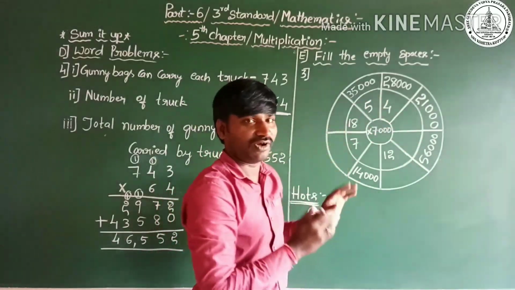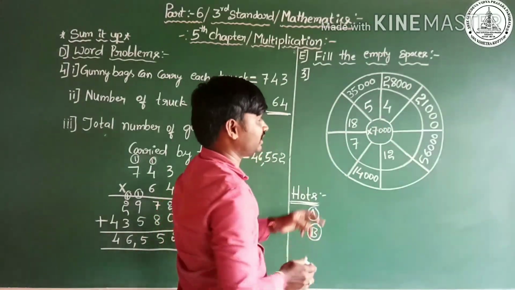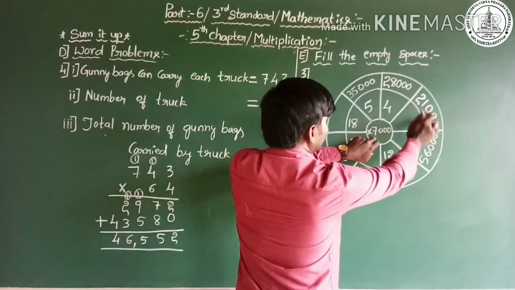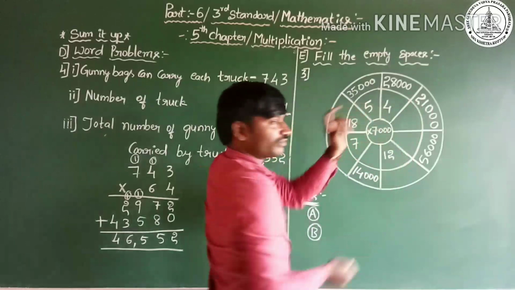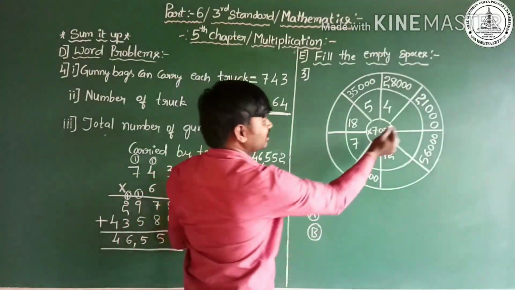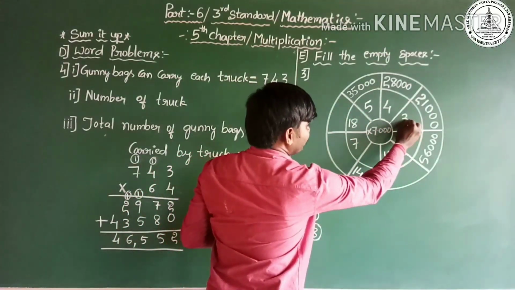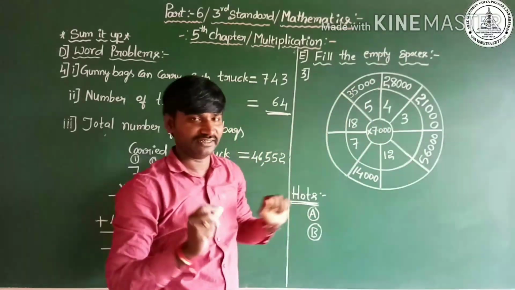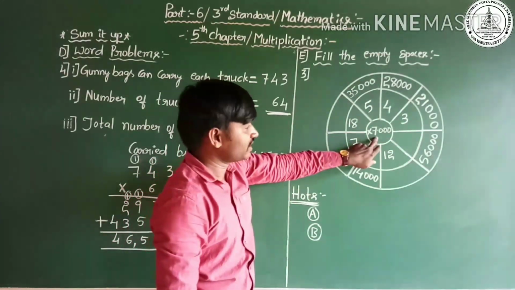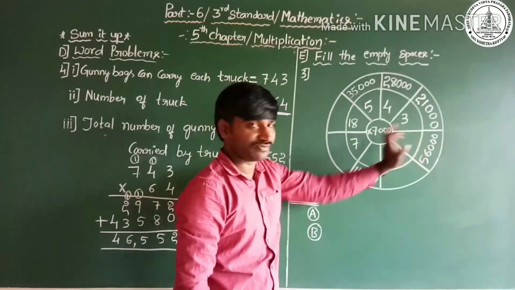Just observe how to multiply. Okay dear student, here 7,000, here 21,000. You neglect the zeros. The next, 7 times what is 21? 7 3s are 21. It means 7,000 3s are 21,000. That's clear. Okay dear student, the next 7,000 into 56,000.